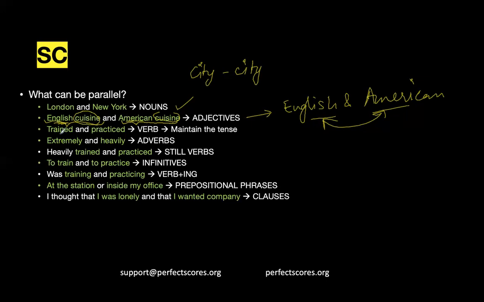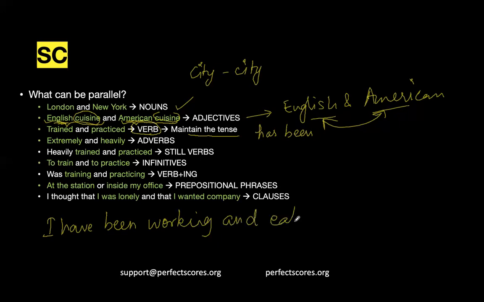And then verb. Now, verb is tricky because you can have lots of different kinds of verbs. We've already done that in the previous class. You have 12 different kinds of verb tenses. So you have to make sure that you maintain the tense, especially when you have words like has been or have been with them. For example, I have been working and eating at the same time.